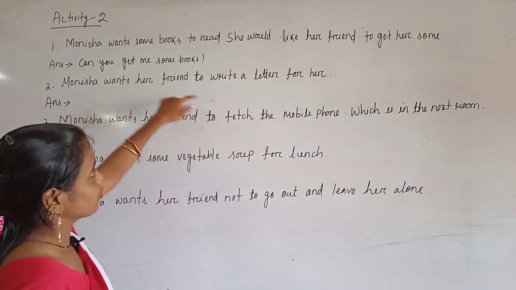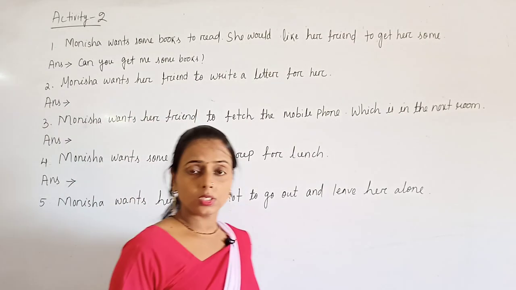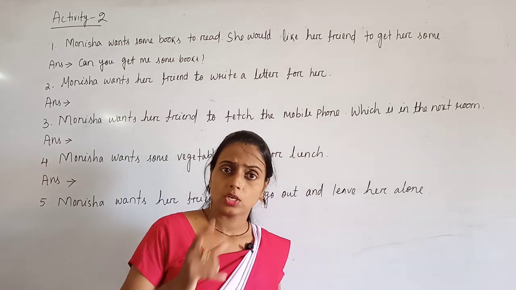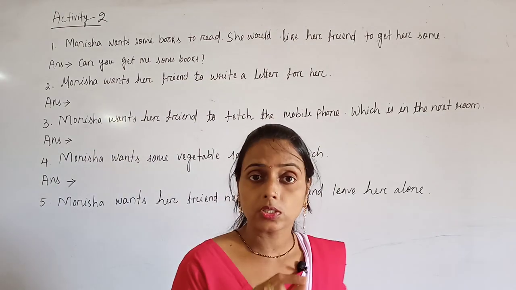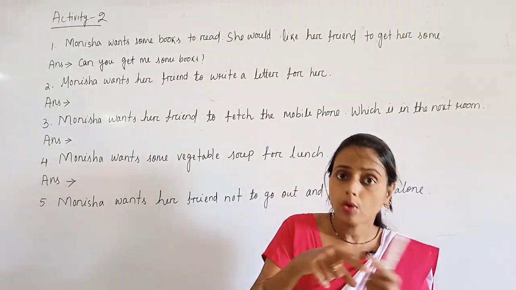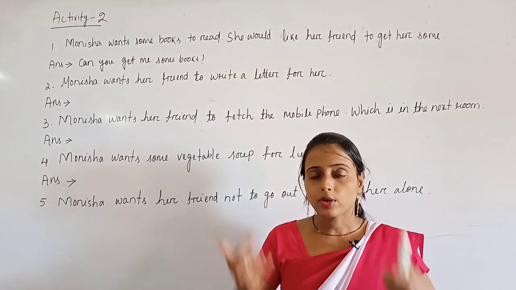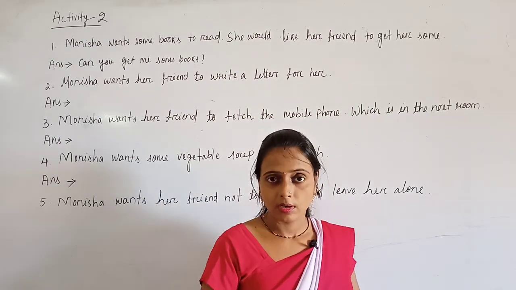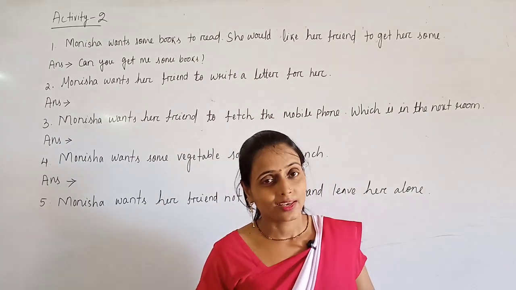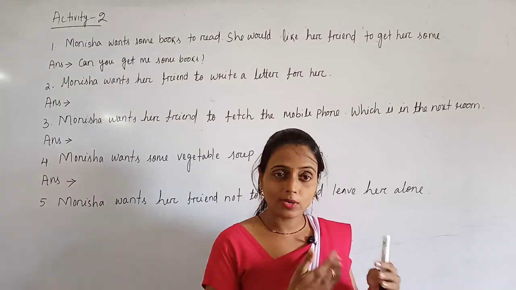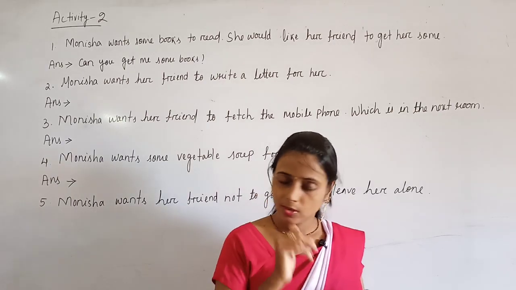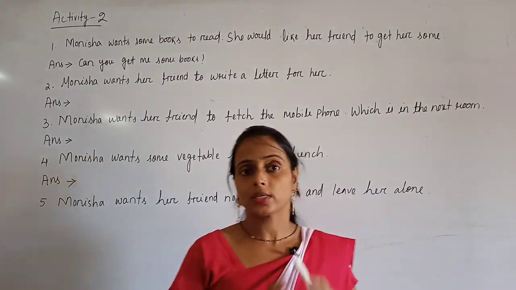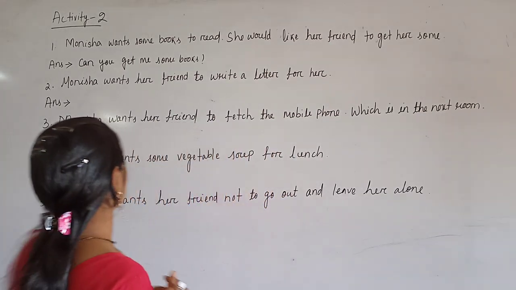Manisha wants her friend to write a letter for her. So this is also formal or informal, whatever it is, but you have to focus: is the request usual or unusual? You can ask your friend, let's go for a walk. Can you give me a book? But can you ask your friend, can you wash my clothes? Can you clean the utensils? No, these are unusual requests. So whenever you are using an unusual request, you have to be formal.